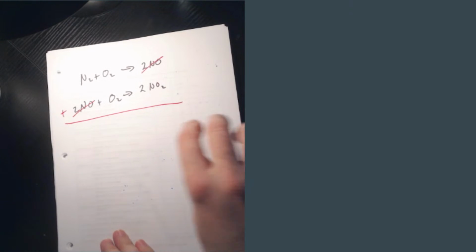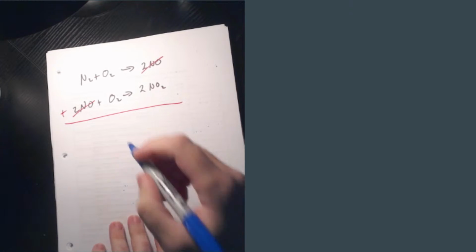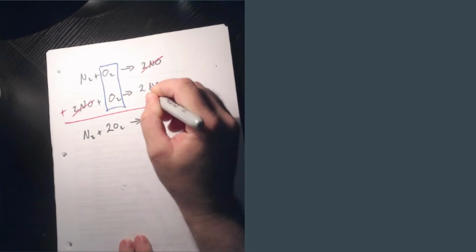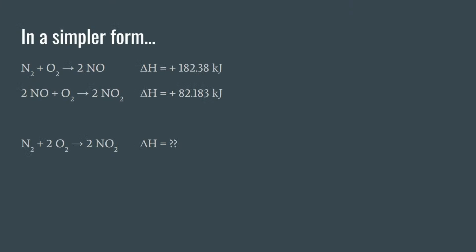Nitrogen doesn't have any nitrogen on the other side, oxygen doesn't have anything on the other side, and nitrogen dioxide doesn't have anything on the other side. However, there are 2 oxygens on the reactant side, so they're going to add together. Okay. So you add those together and you get nitrogen plus 2 oxygen yields 2 nitrogen dioxide. And if I take this away, you'll see that that is exactly what we were looking for. Okay. So these 2 reactions, just as they are, you add them together, they add up to this reaction down here, which means so do their enthalpies.